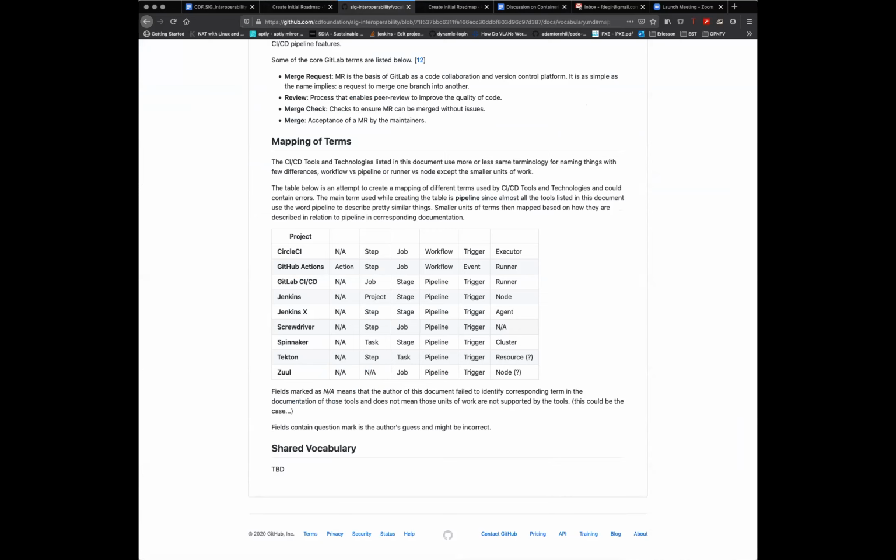Okay. So I feel like this table isn't quite lining up correctly then, but we have a similar distinction in Tecton between steps and tasks. A step in Tecton is one invocation of a container, and a task is several of those steps, or several of those containers, that run in order.